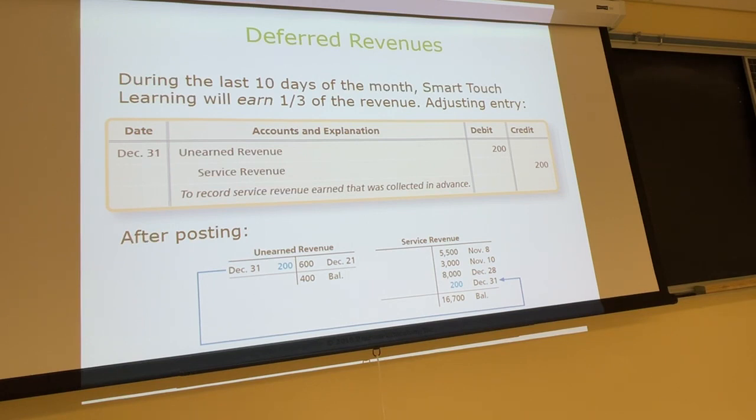Now when we get to the end of the accounting period on December 31st, they determine that they have provided a third of the services during the last 10 days. So they can convert that third of it from liability to actual revenue on the income statement. So the way they do that is they debit unearned revenue, $200, to take it off of their balance sheet, and they credit service revenue, $200, to put it onto their income statement as revenue that they have earned.